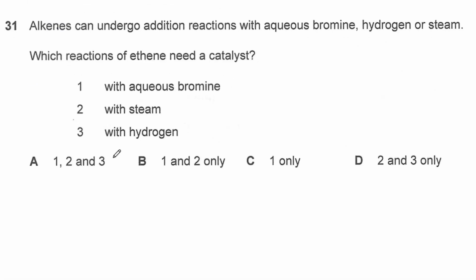Question 31. Alkenes can undergo addition reaction with aqueous bromine, hydrogen, or steam. Which reaction of ethene needs a catalyst? So the reactions of ethene that need a catalyst are with steam and with hydrogen only. So the answer is D. With aqueous bromine, you don't need a catalyst. You only need a catalyst in the addition reaction of alkenes with steam and the addition reaction of alkenes with hydrogen. Therefore, the answer is 2 and 3 only.